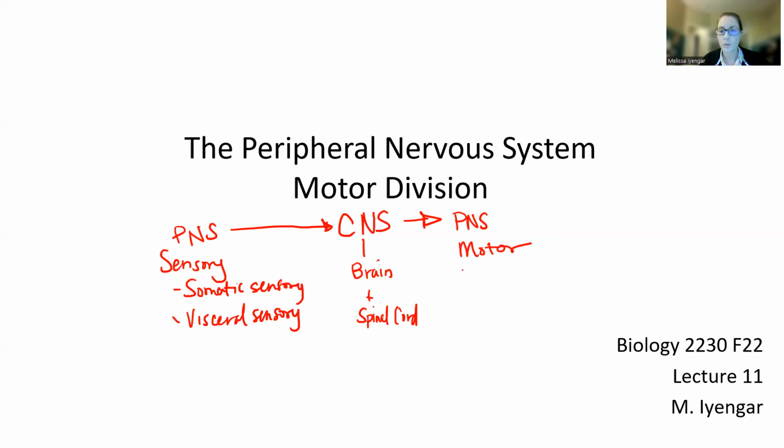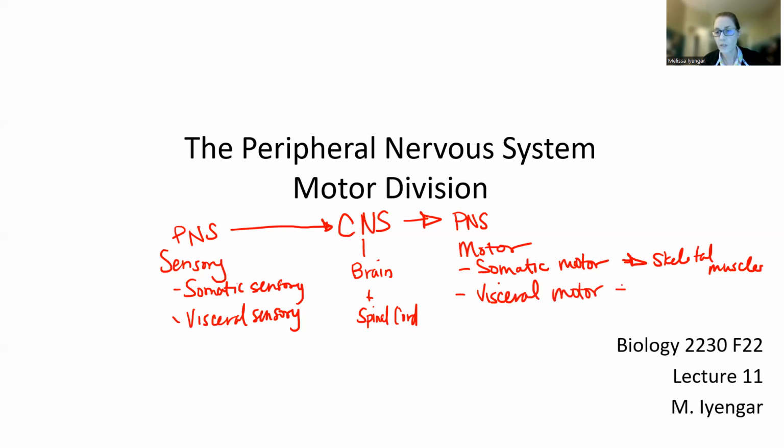In the motor division, we can send messages to somatic motor neurons, and our somatic motor neurons supply skeletal muscles. And then we have visceral motor neurons. Visceral motor neurons supply smooth muscle, cardiac muscle, and glands.